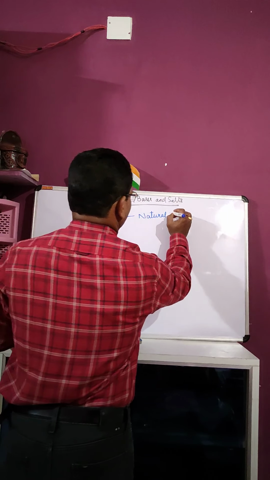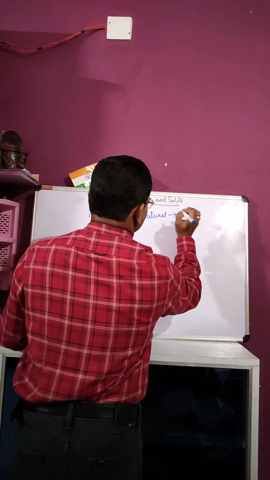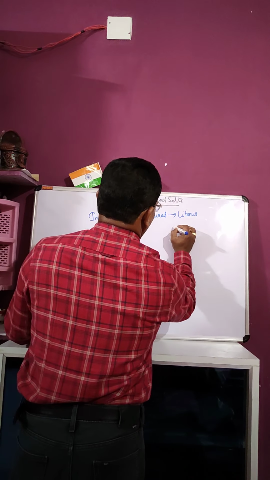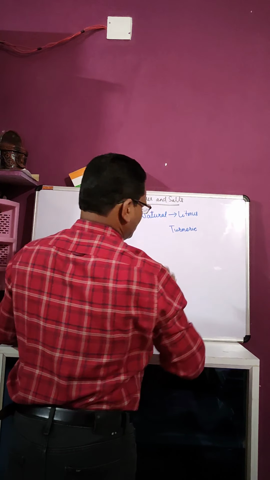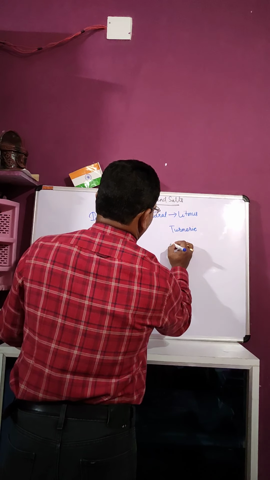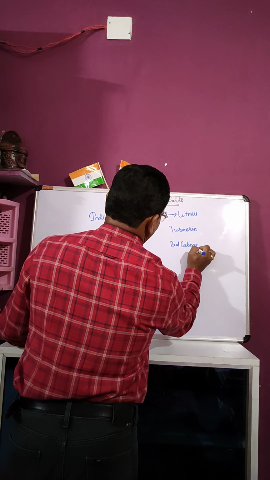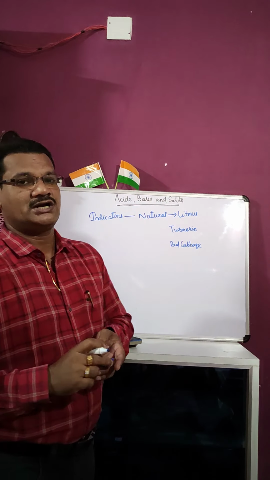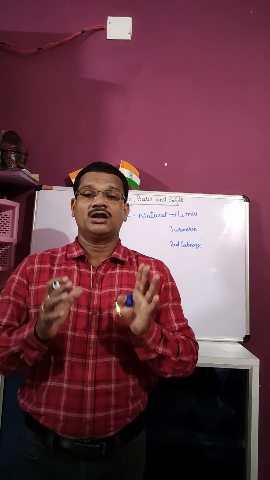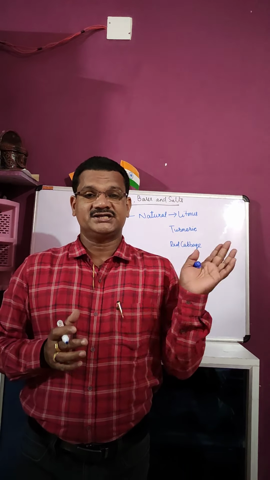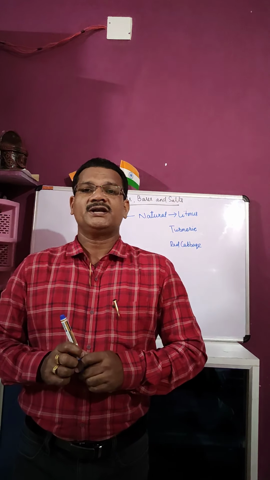Examples of natural indicators: one is litmus, a natural indicator. Then turmeric, a natural indicator. Then red cabbage, also a natural indicator. These three are examples of natural indicators. Litmus is obtained from a plant called lichen. Naturally it is purple in color.